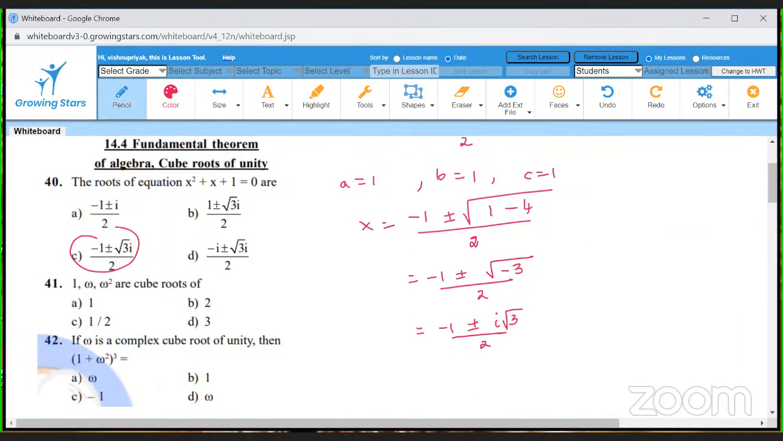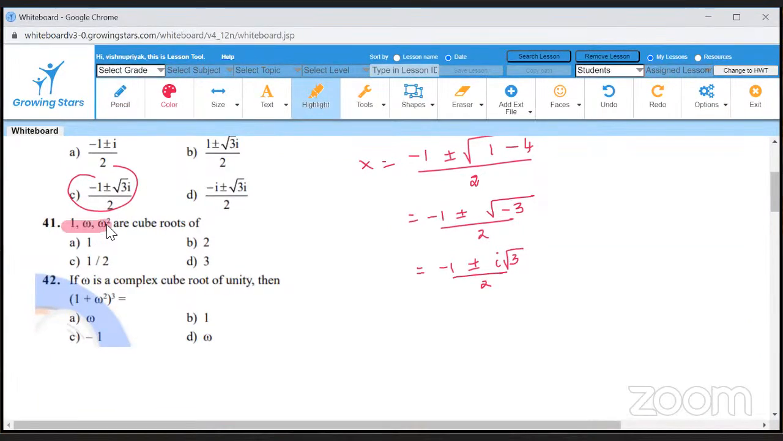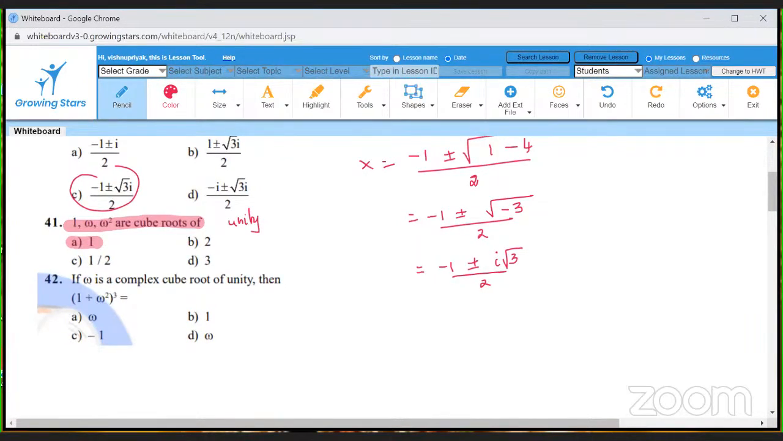Options. In the formulas I gave you, 1, omega, omega square are the cube roots of unity. Cube roots of unity means 1, omega, omega square. Direct formula.